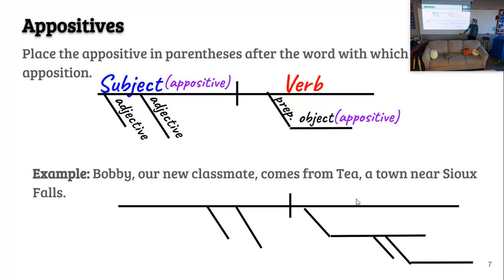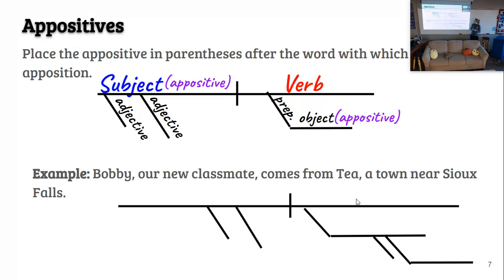What word in the sentence is "from T" giving us more information about? Chance, what do you think? Not quite. Marcus? Comes. You've got to use those questions. We can use the question where. It's telling us where he comes from. He comes from T. It answers that adverb question, where.